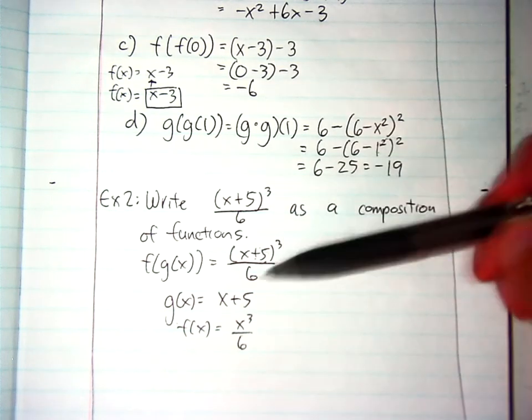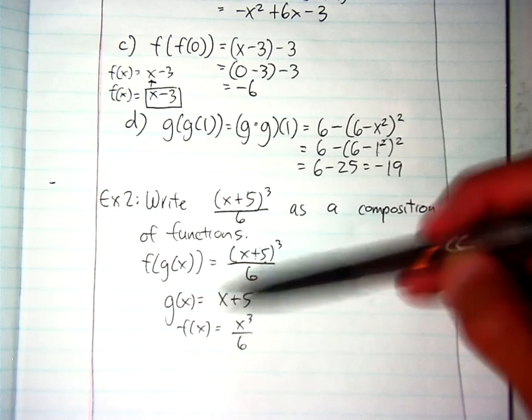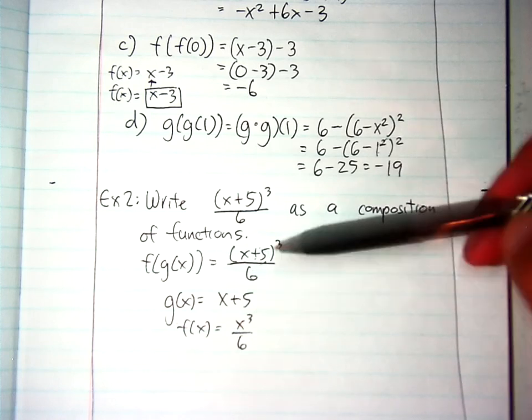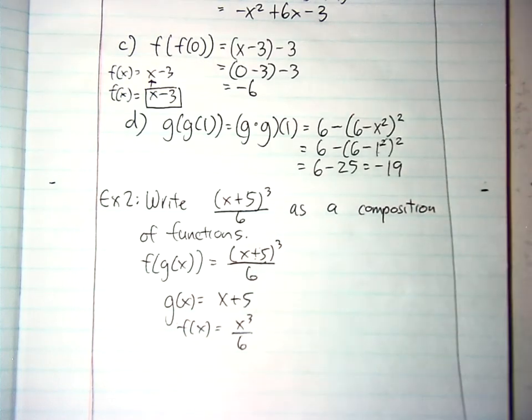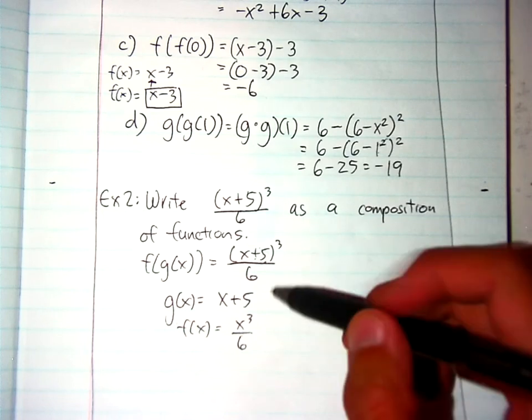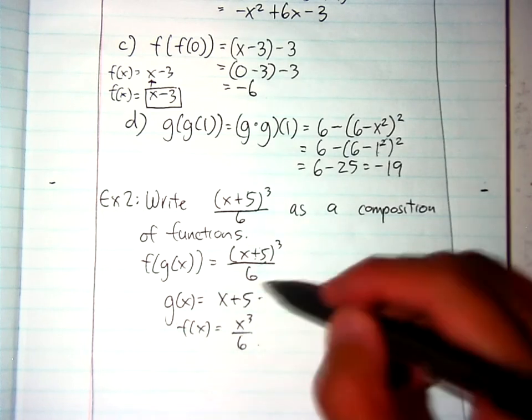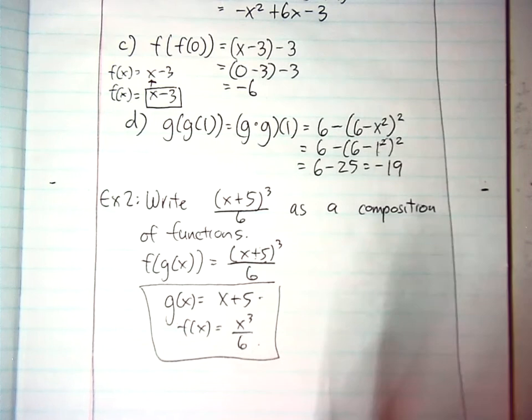Okay, so let's see if it works. If I did f of g of x, I would take this and plug it in here. Does that look like that? Yep. So g of x is x plus 5, and f of x is x cubed over 6. If you have any questions, write them down, and we will answer them tomorrow.